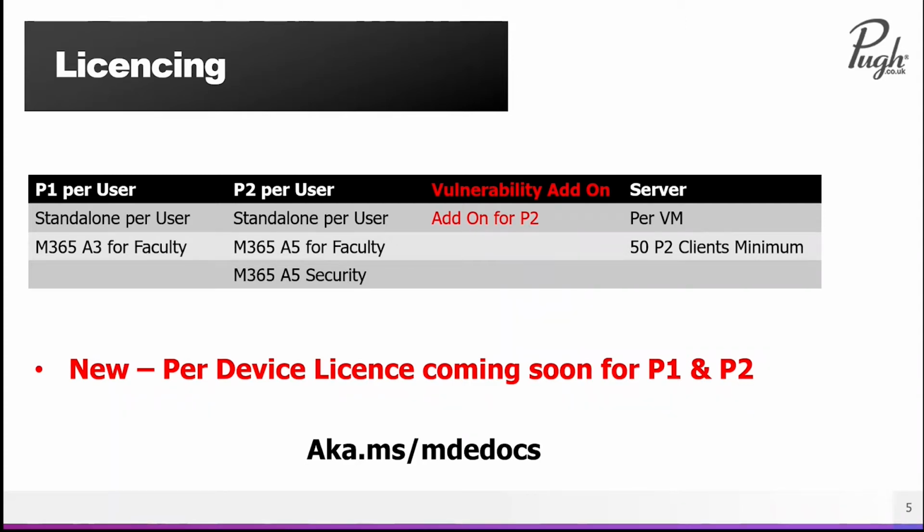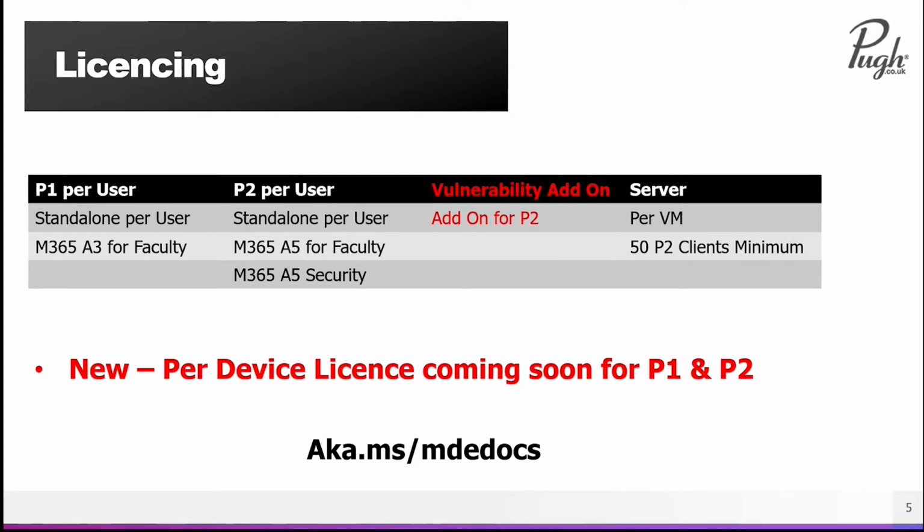So there's also one thing to consider if you want to protect your servers. For protecting your servers, you need a license per virtual machine you're protecting, and you need a minimum of 50 P2 clients to be able to buy it. So the server protection is part of P2, and you need at least 50 P2 licenses to be able to purchase it.